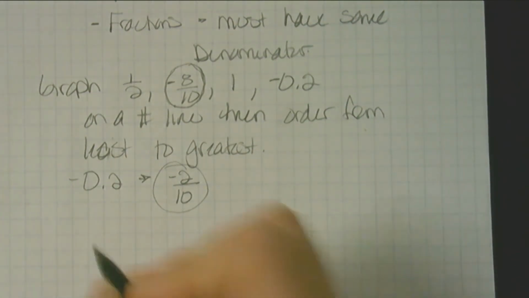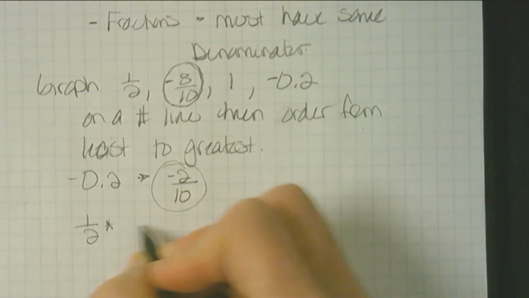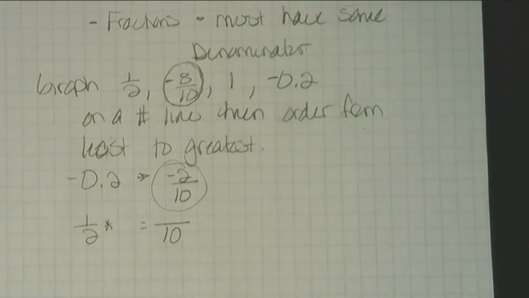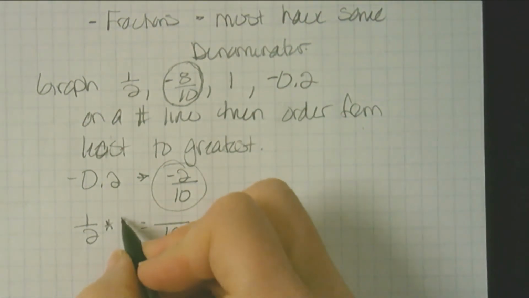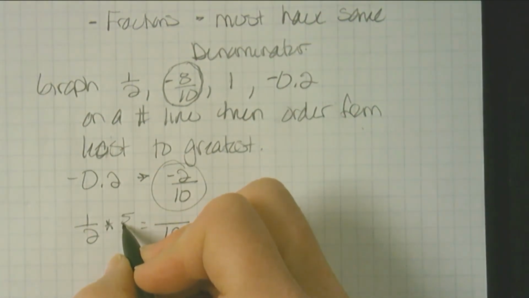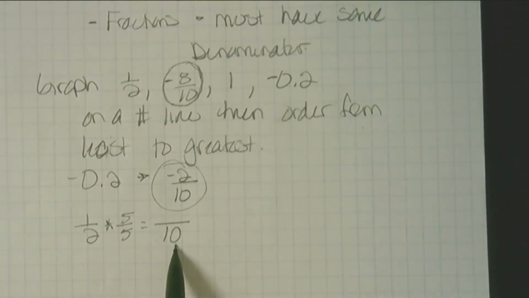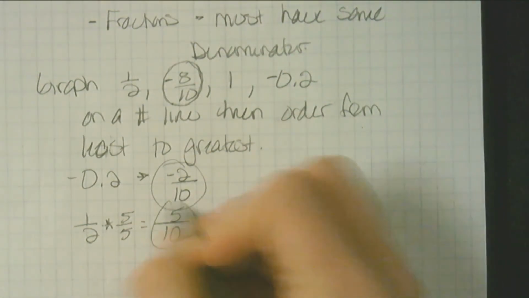Okay, so how about 1/2? I want to create a fraction out of that with 10 as my denominator. Remember, I need a common denominator. What can I do to that 1/2 to get an equivalent fraction with 10 as my denominator? Aaron? Multiplying by 5/5. So I need to multiply my fraction by 5/5 because 2 times 5 is 10. So whatever I do to my denominator, I do the same thing to my numerator. So this is going to be 5/10.